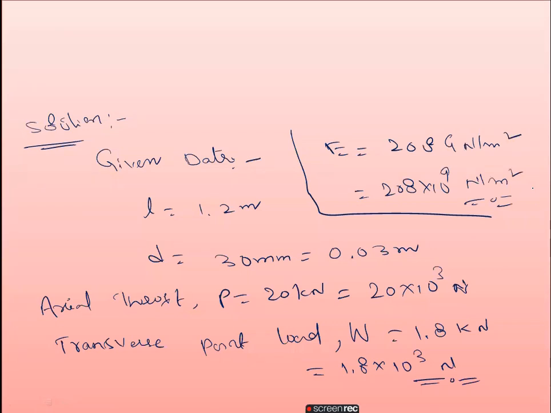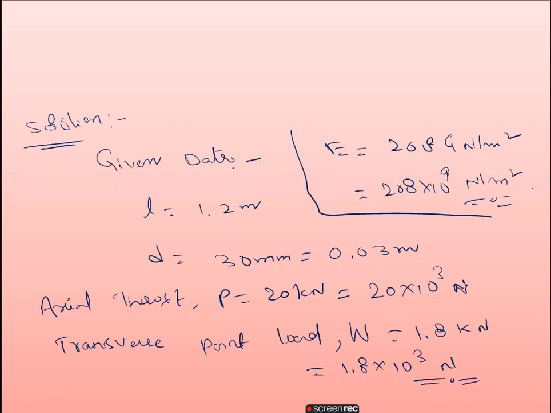The length is 1.2 meters, diameter is 30 mm, that is 0.03 meters. The axial thrust P is 20 kilonewtons, which is 20 into 10 cube newtons. The transverse point load W is 1.8 kilonewtons, multiplied by 10 power 3 to convert into newtons. And E is 208 into 10 power 9 Newton per meter square.